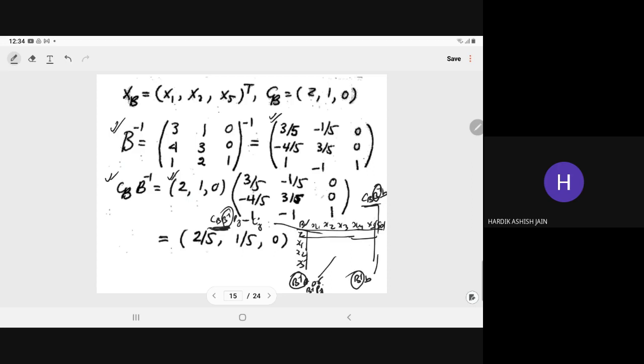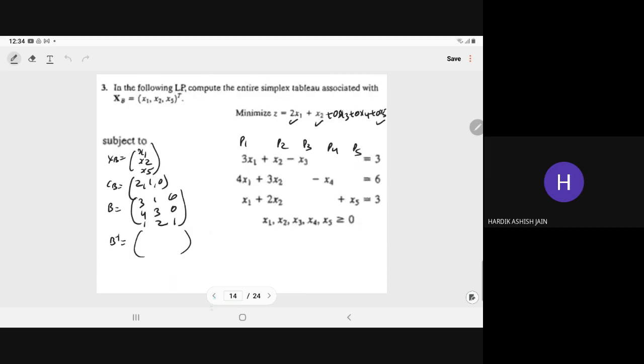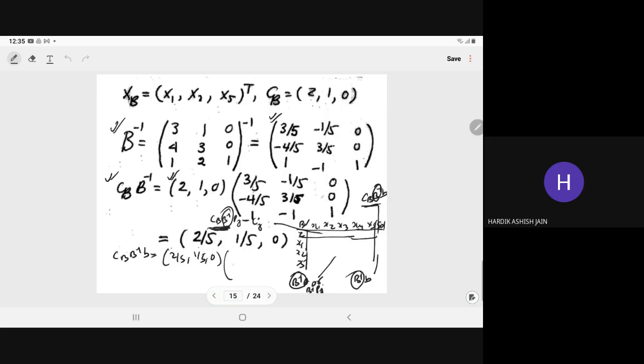So CB B inverse will come 2 by 5, 1 by 5, 0. Then after we have to compute CB B inverse B. CB B inverse is 2 by 5, 1 by 5, 0. And B is what? B is the right hand side, 363. So here we have the 363. That is the CB B inverse B.